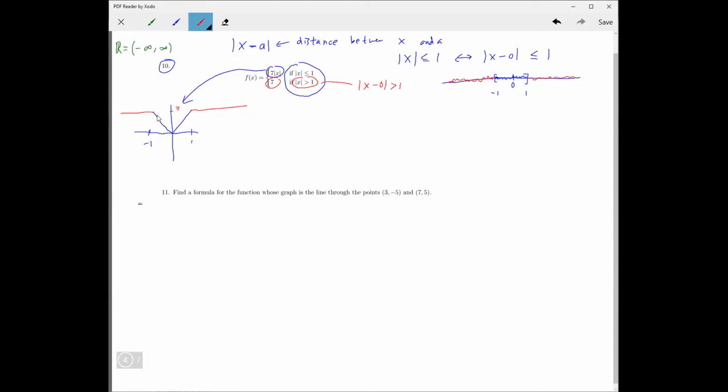The one on the last answer is correct, the one on the bottom left. Okay. So any questions about that?